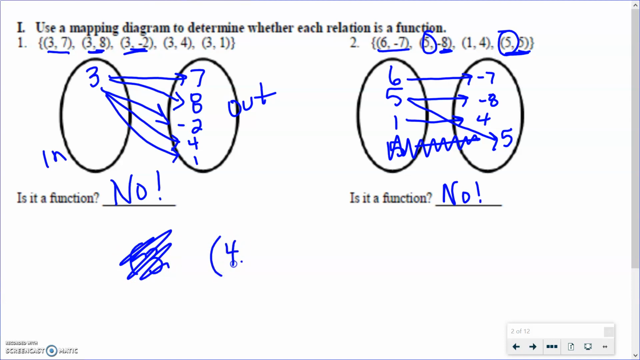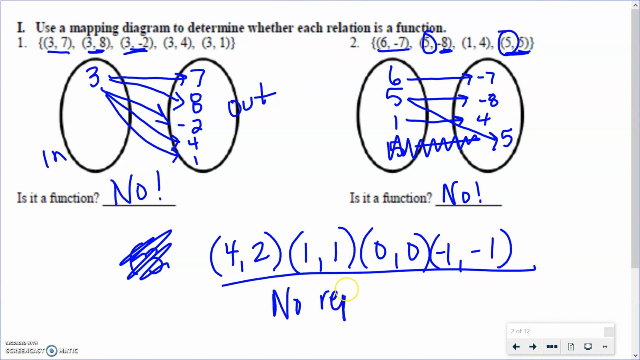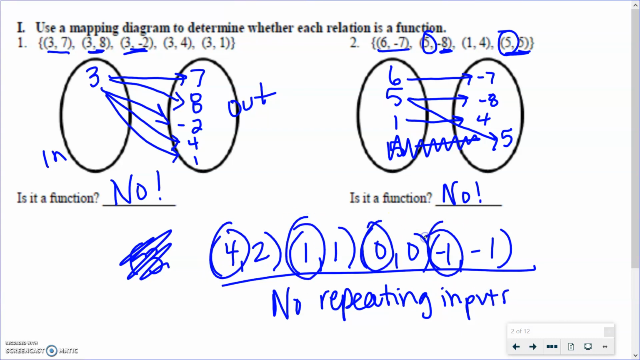An example of a function would be, if we had 4, 2, 1, 1, 0, 0, 1, -1, -1, -1, that would be a function because none of the inputs repeat. Okay, so really all these numbers are different, so automatically we know that is a function.